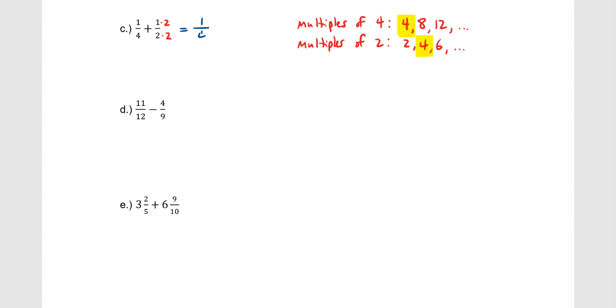So this ends up being 1/4, the same first one, I didn't change it. 1 times 2 in the numerator is 2, divided by 2 times 2 in the denominator is 4. So 1/2 is the same as 2/4. Now they have the same denominators. All we have to do is add these numerators, so we get 3 over 4. So maybe this was one that we could have done in our head if you were comfortable with it.